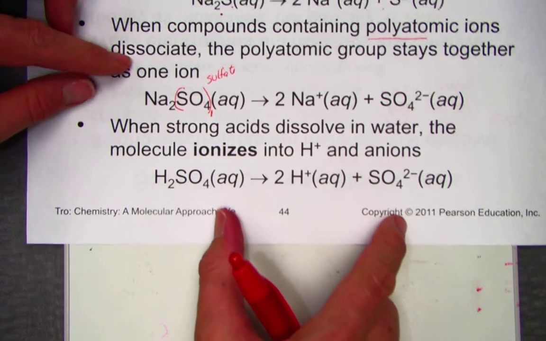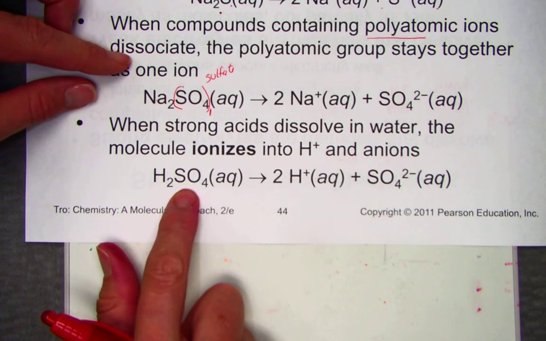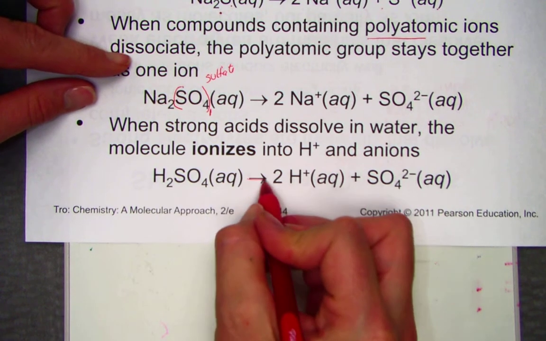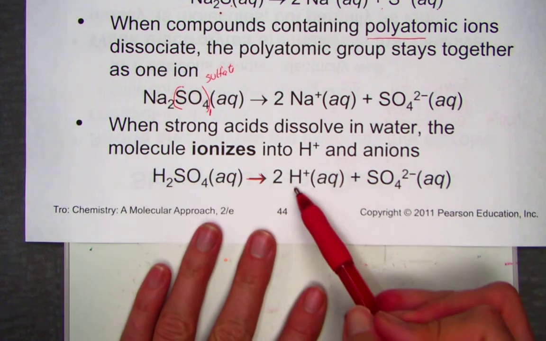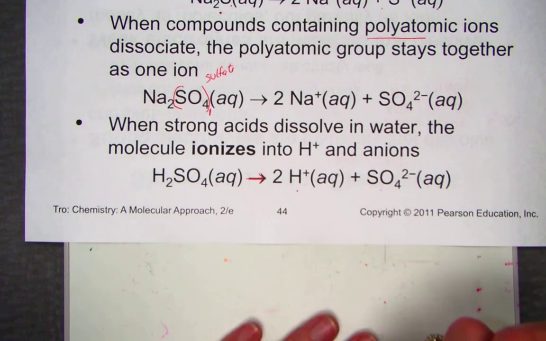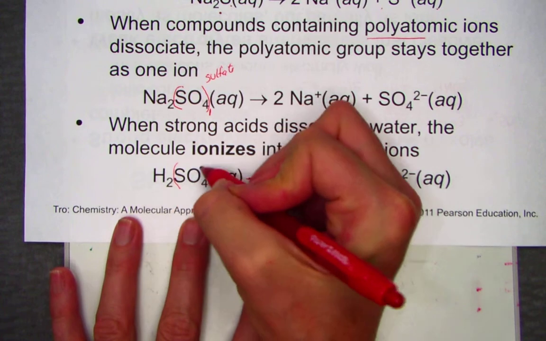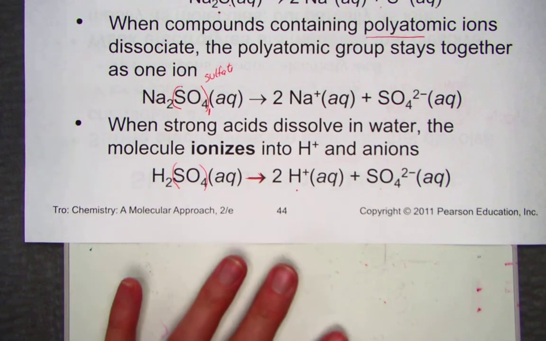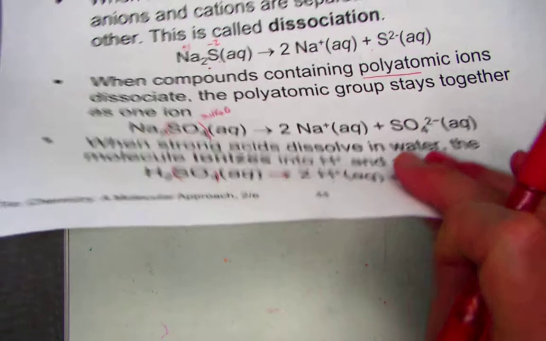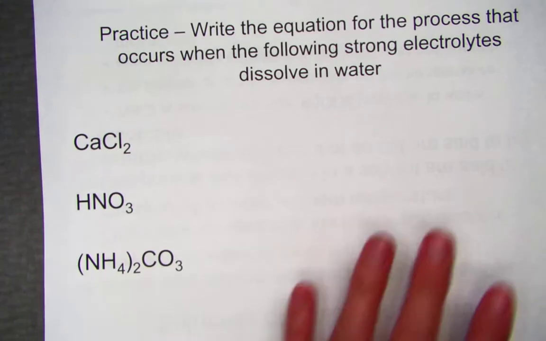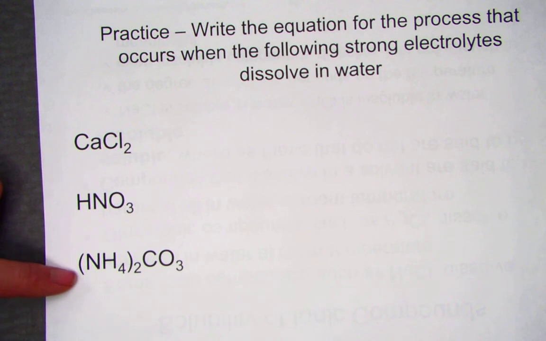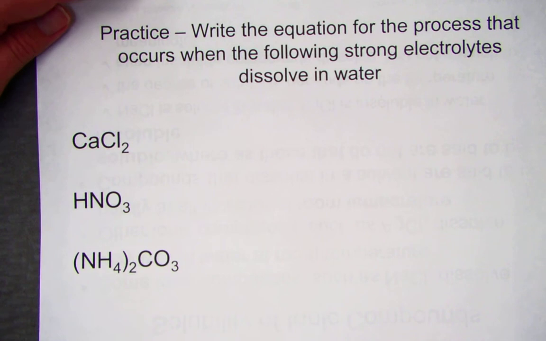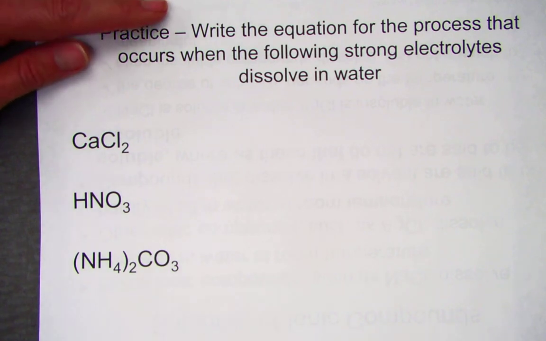When strong acids dissociate, remember sulfuric made our list of 7 strong, so I'm recognizing that it is a strong electrolyte pointing to the right. 2 units of hydrogen for every 1 unit of sulfate. The polyatomic ions stay together when I write the dissociated form. Take a practice. Here's calcium chloride, nitric acid, and ammonium carbonate. You write that. Pause the video and write the dissociation equation and turn the video back on to check yours.